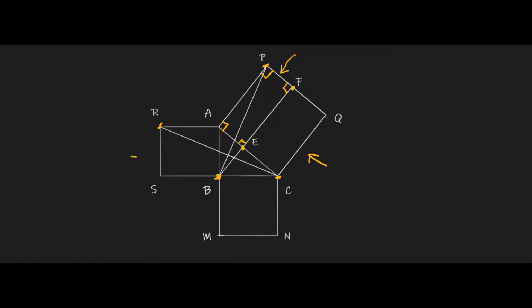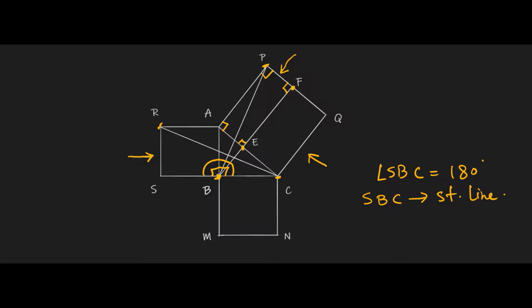Now we know ARSB is also a square. So all its angles are right angles. So angle ABS is 90 degrees. And we know triangle ABC is a right-angled triangle. So angle ABC is 90 degrees. So angle SBC is 180 degrees, and SBC becomes a straight line.